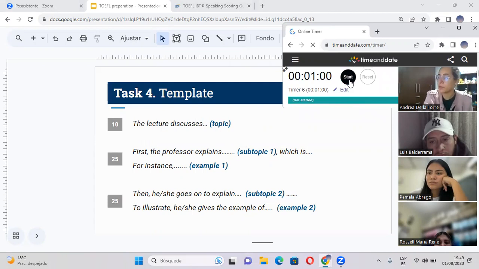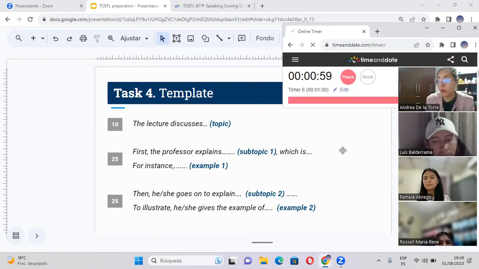Okay, here we go. The lecture discusses the two major factors of product quality and their role in consumer decision making. First, the professor explains reliability, which is the first main factor. The professor explains that reliability is the absence of defects in a product or when the product meets the consumer's expectations. For instance, we see the example of cars. According to the professor, a car is said to be reliable when it works the way it should, when it doesn't need to be repaired too soon after buying the car.